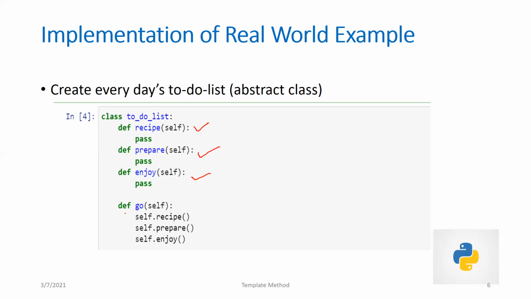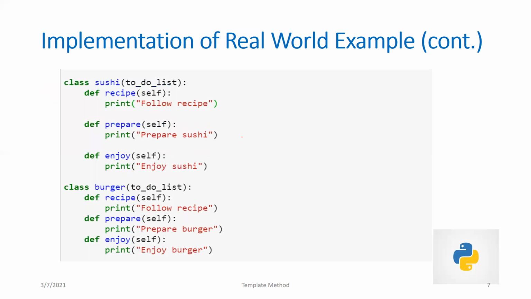At last, the go function is combinedly calling all the functions in the to-do list. So if I call the go function, that means all the methods will sequentially move on from one to another. So this is my abstract routine. Now I come to the subclass portion. Here sushi is my subclass, and here burger is another subclass.